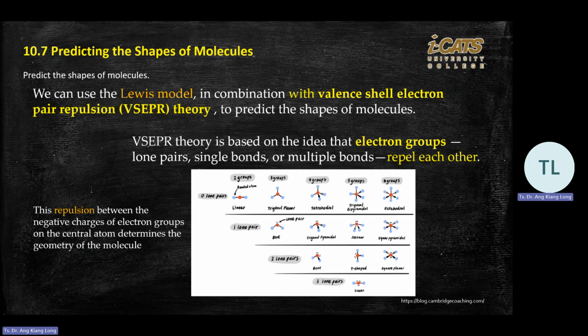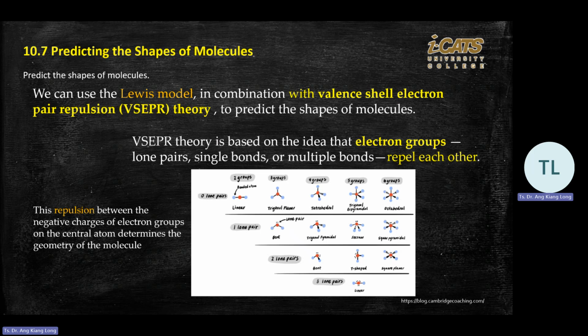So the top one is without lone pairs. You have 4 groups. 4 groups will be like a tower, your camera tripod. In your test 1 or test 2, you may be asked to draw the shape. Starting from the third example here, you see there's a dash, dash, dash. That's actually to represent that it is at the back. But later I'll show you.